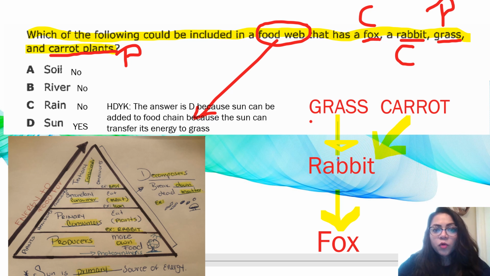The last thing I'm going to do before I answer my question, I'm going to write down my how do you know? The answer is D, because the sun can be added to the food chain, because the sun can transfer its energy to the grass and the carrot.